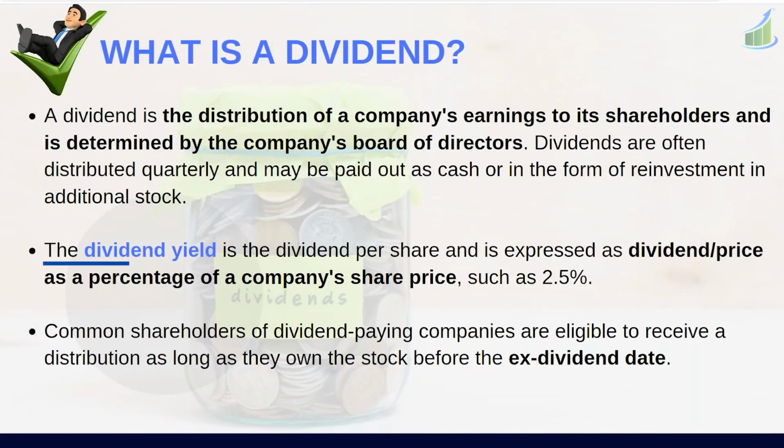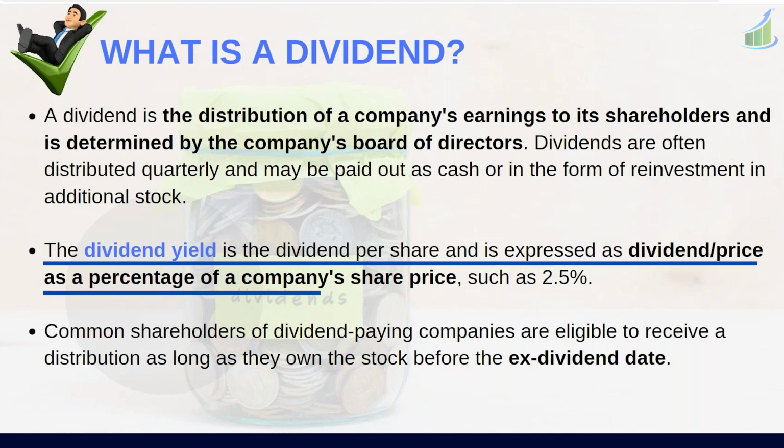The dividend yield is the dividend per share and is expressed as dividend divided by price, as a percentage of a company share price, such as 2.5%.